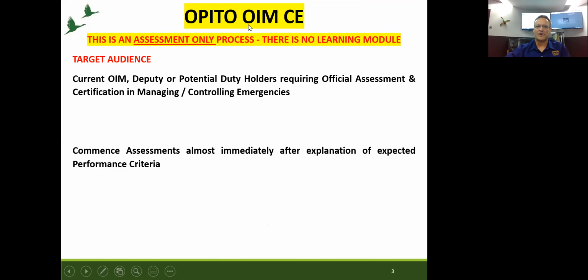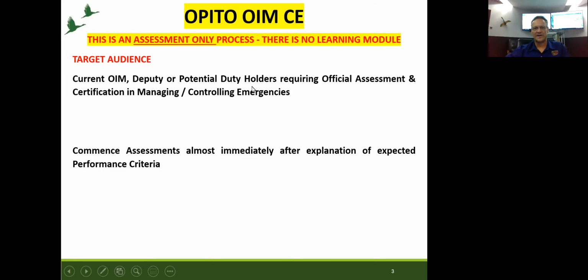Next one, of course, is the OMCE, and that's the Offshore Installation Manager Controlling Emergencies. It's very, very important for anybody communicating about this course to communicate that this is an assessment-only process, and by that I mean there is no learning module. The APIDO MEMIR, which is the stepping stone to this, has a learning module, a full day of learning about the roles and responsibilities of the people who work in the ECC during an emergency, about the expectations of the individuals and the team in that environment, and what the purpose of that team is all about.